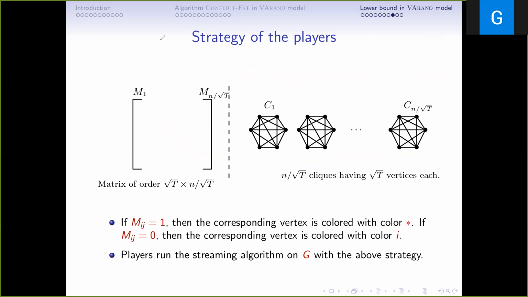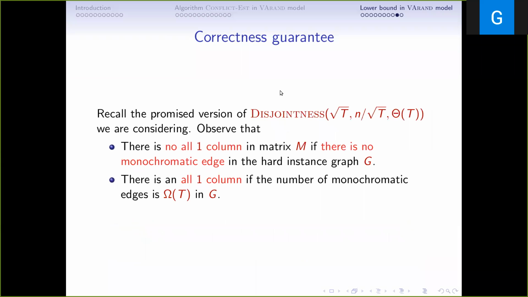So formally, the strategy of the players is such that it ensures the following. If the graph has no monochromatic edge, there is no all-one column in matrix M, and if there are Ω(t) many monochromatic edges, then there is an all-one column in the matrix. With this, we are done with the description of the reduction, and in general the sketch of our lower bound proof for conflict estimation in the random order model.